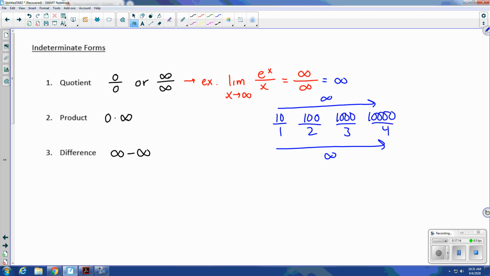Now, let's say this was reversed. What if we had x over e to the x? And we had to take that limit. Well, now the exponential's in the denominator. So now the bottom's growing faster. So even though we have infinity over infinity, we can't yet determine that.